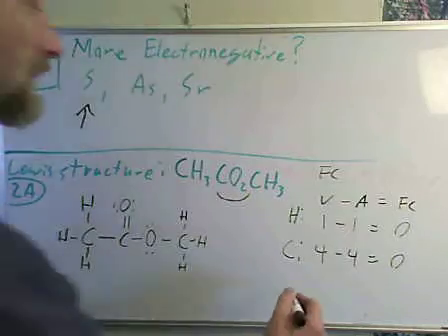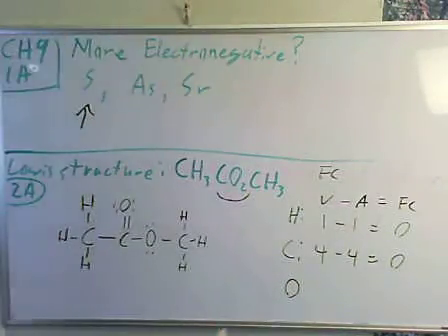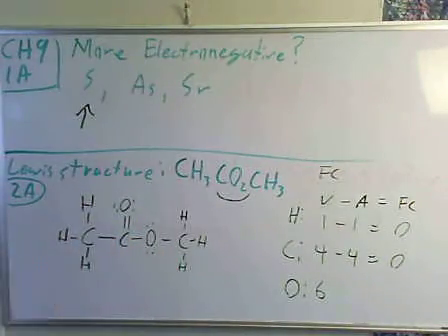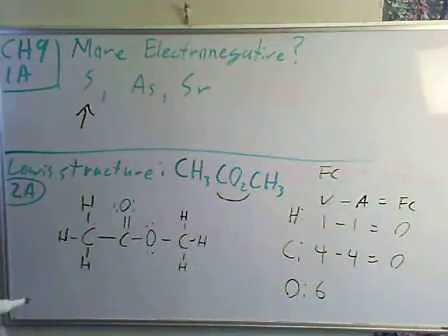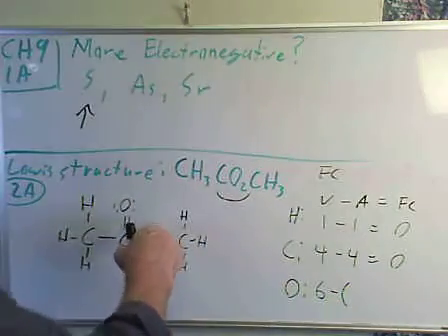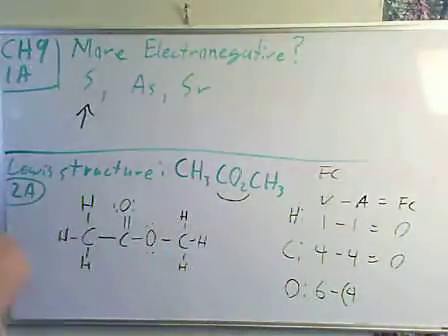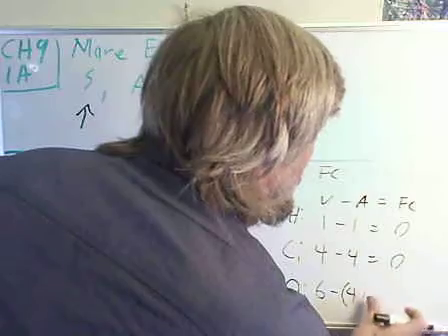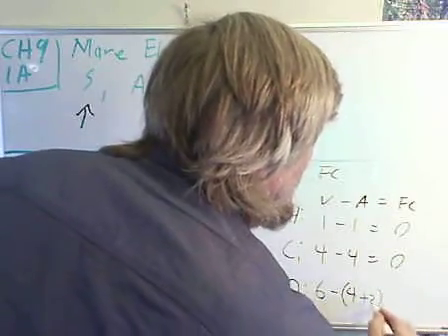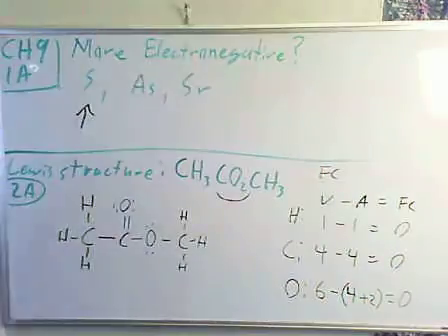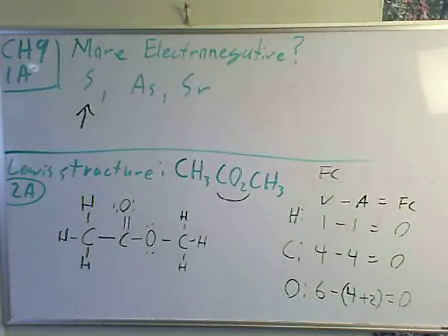For oxygen, it starts off with 6 valence electrons. If we look at these 2 oxygens, they both have 2 bonds and 2 lone pairs. So it's going to get all of the lone pair electrons. That's 4 electrons. It has 2 bonds, 4 electrons total, so it gets half of those. So its assigned electrons are going to be 4 plus 2, or 6 assigned electrons. So its formal charge is also 0. So that shows us that this is a good structure for this compound.